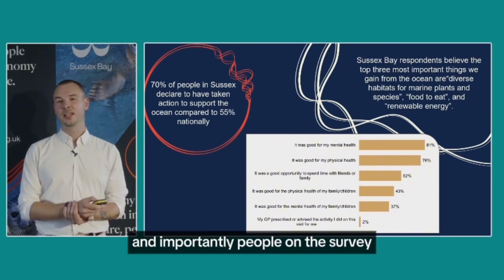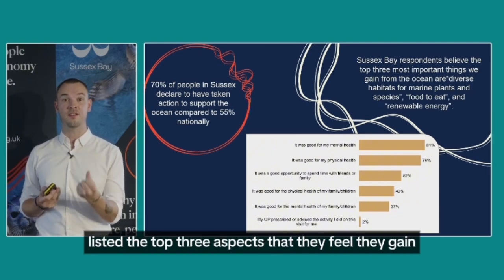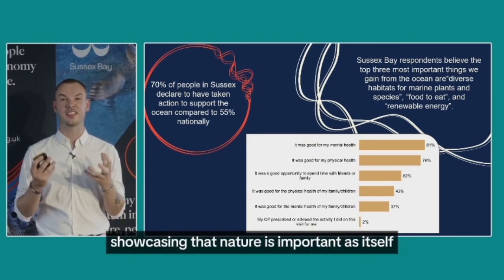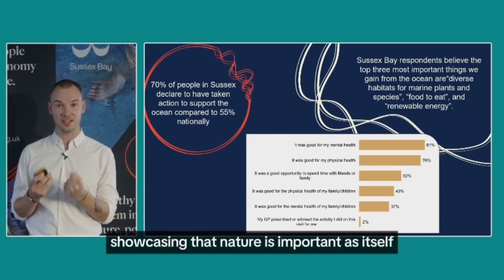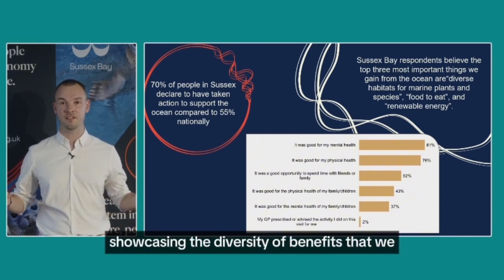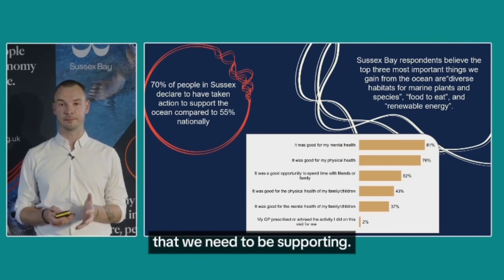And importantly, people on the survey listed the top 3 aspects that they feel that they gained from the marine environment as a habitat for plants and species, showcasing that nature is important in itself, as well as food to eat and renewable energy, showcasing the diversity of benefits that we understand we receive and the sorts of industries that we need to be supporting.